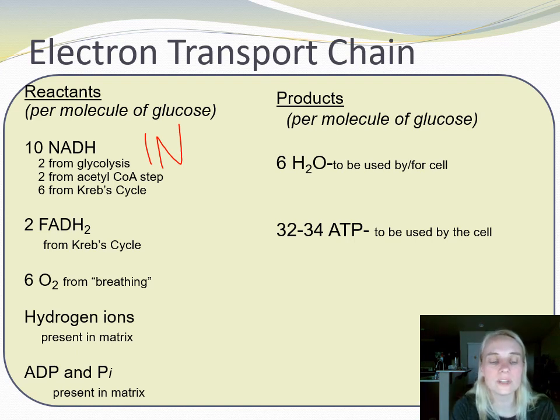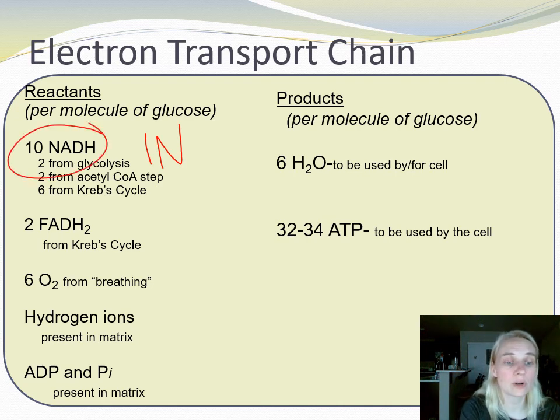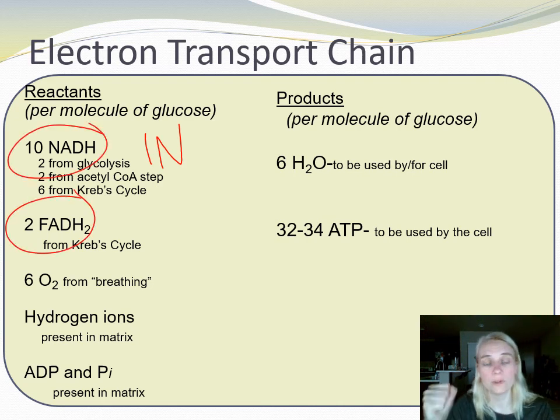All right, so those are the things that go into the electron transport chain. So we've got a lot of reactants coming in, so lots of energy carriers. These were our electron buckets, right? So we've gathered all of those electrons in the processes of glycolysis, the acetyl-CoA step, and Krebs. We get oxygen from breathing. Hydrogen ions and ADP are just part of the mitochondrial environment.